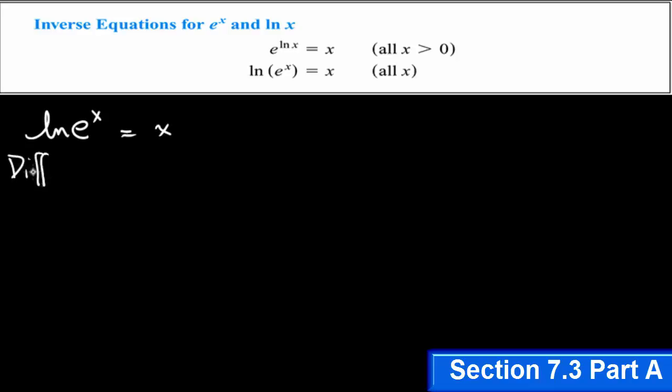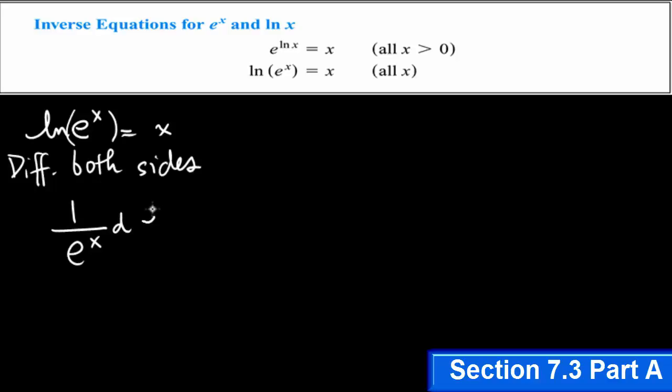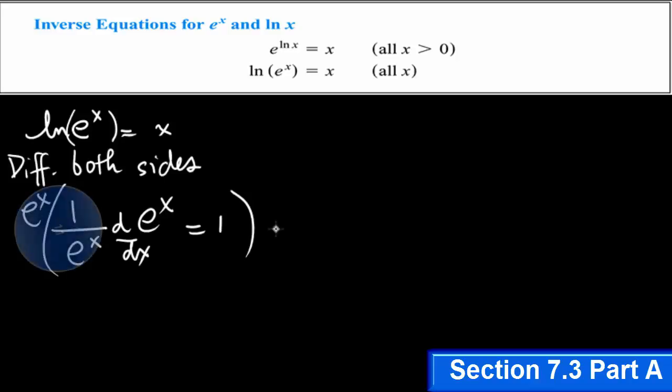Differentiate both sides. And what do we get? Well, we already know what the derivative of the natural log is, so we just apply the chain rule. If we differentiate both sides with respect to x, the argument of the natural log is u, so it's 1 over u, where u is e to the x, times the derivative of u, which is the derivative of e to the x with respect to x. That's equal to, what's the derivative of x with respect to x? That's 1. So multiply both sides by e to the x.